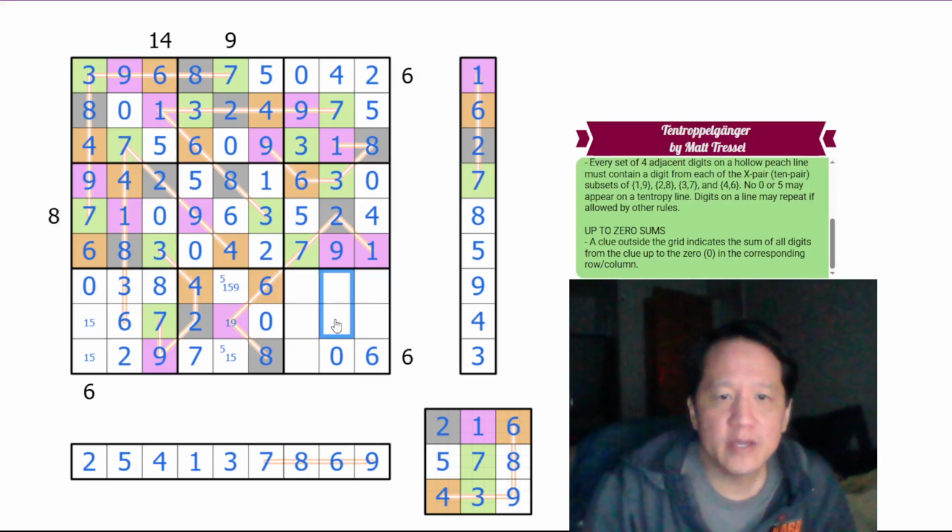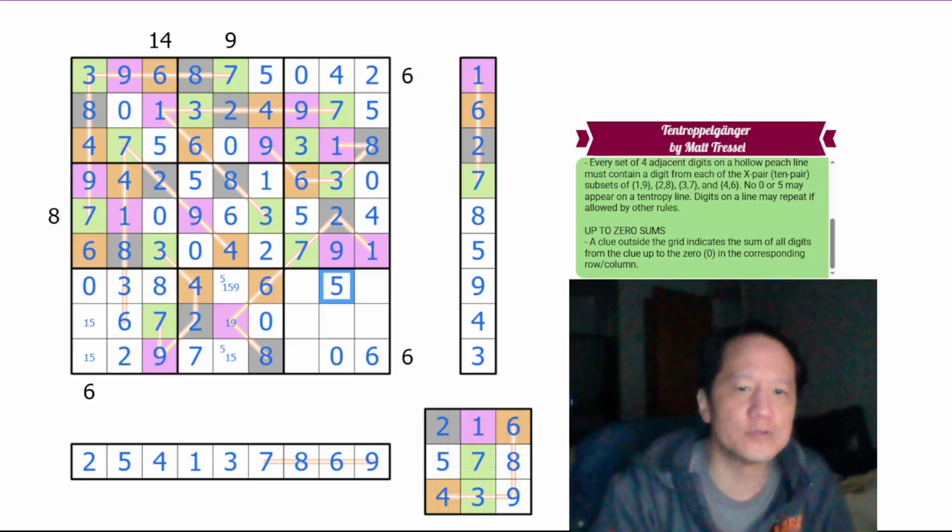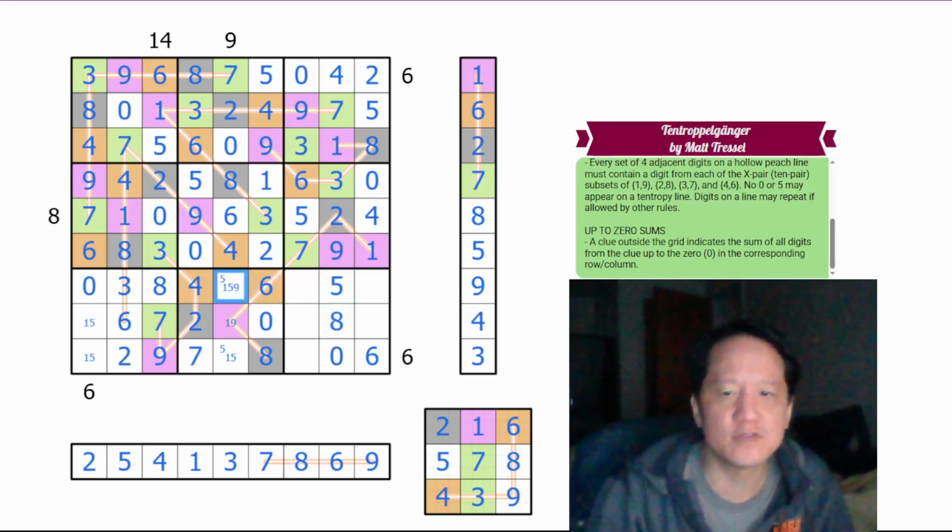In column 8, we are missing a 6, so that means we are left with 5 and 8. 8 can't be here because of 8 in the row, so this is 5, that's 8. 5 eliminates 5 being here. So where is the 5 in box 8? It has to be there.